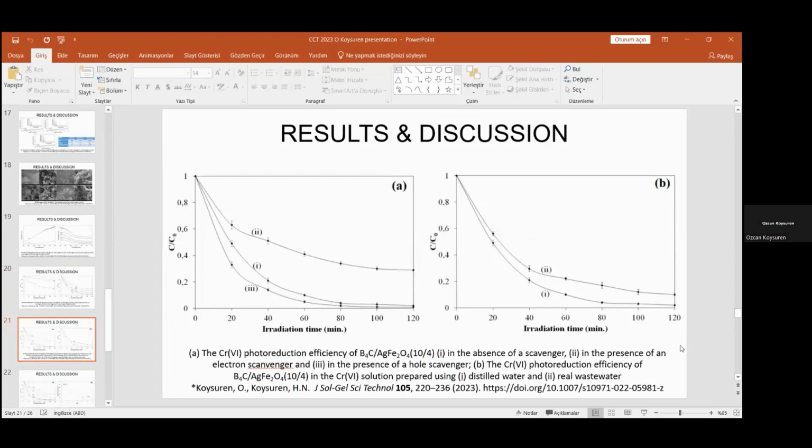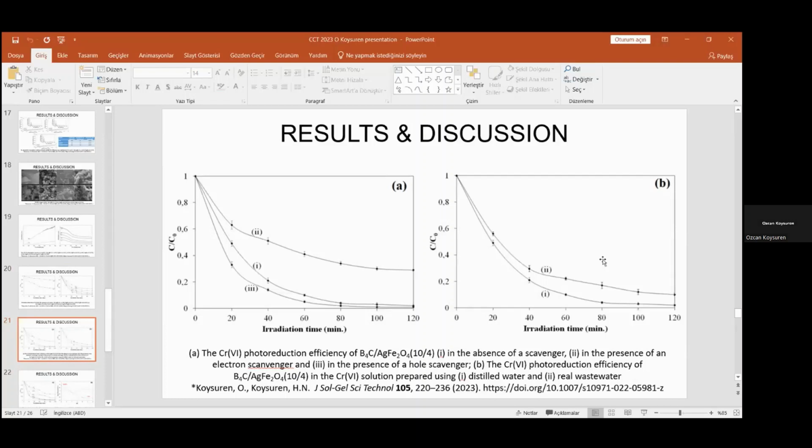Now you will see the effect of certain solution conditions, ingredients and pollutants, or the solution medium conditions on the chromium-6 photoreduction rate. On the left, you will see the scavenger effect. We have done this experiment to reveal the photoreduction mechanism. In the presence of electron scavenger, there is a big difference in the photoreduction rate, which means that the photo-induced electron is the active species in the chromium-6 photoreduction experiments.